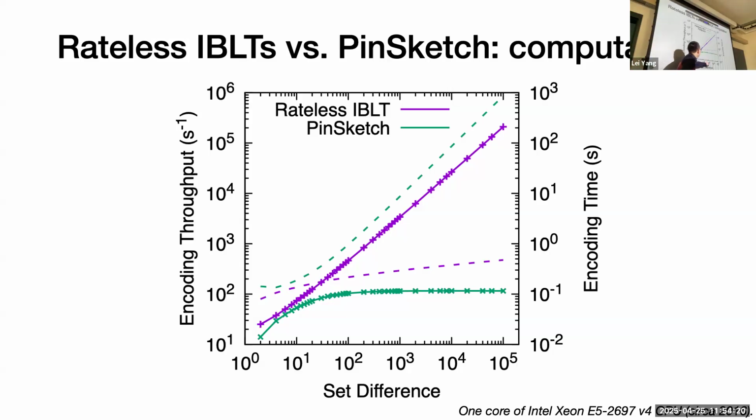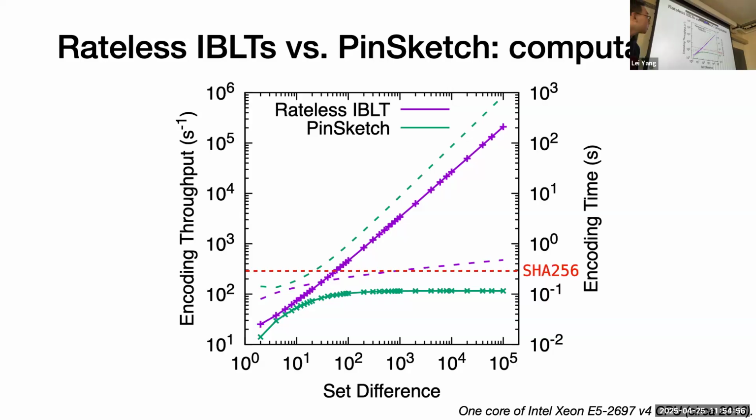So suppose that we pick this point. The solid curves are for the left Y1 axis, and this tells you the encoding throughput. In other words, the number of items in Alice's original set that can be encoded per second. On the Y2 axis is the time it takes for Alice to encode over her entire set for this number of items.